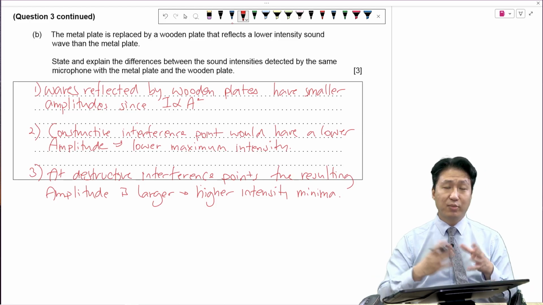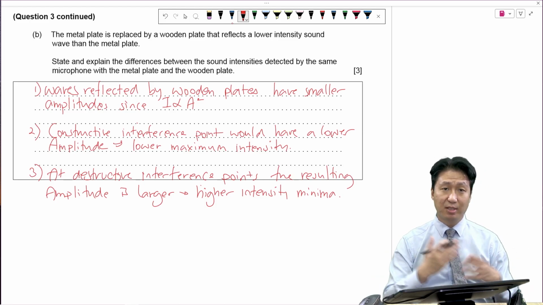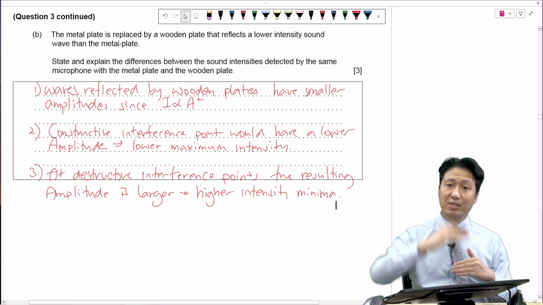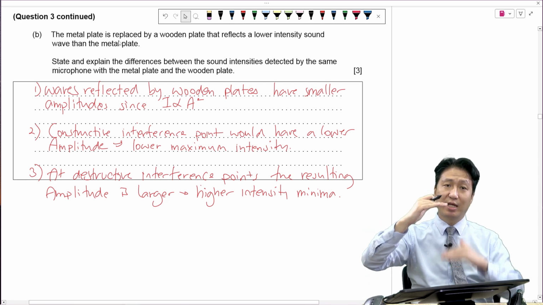This will not change the position of the maximum or the minimum, so they are at the same positions. All that will happen is the maxima will be lower and the minimum will be higher.